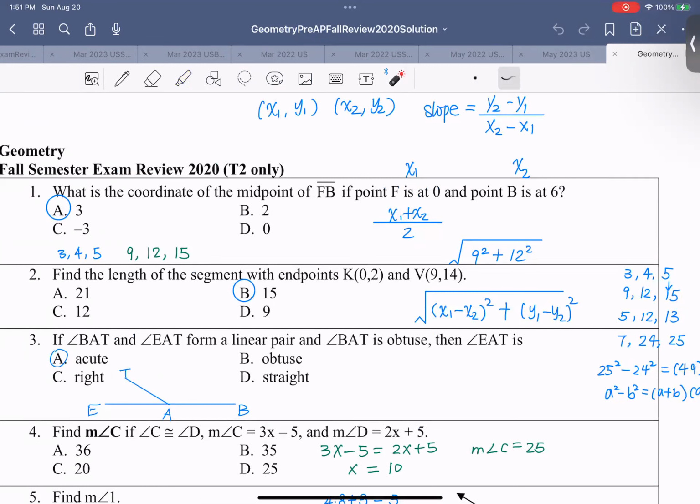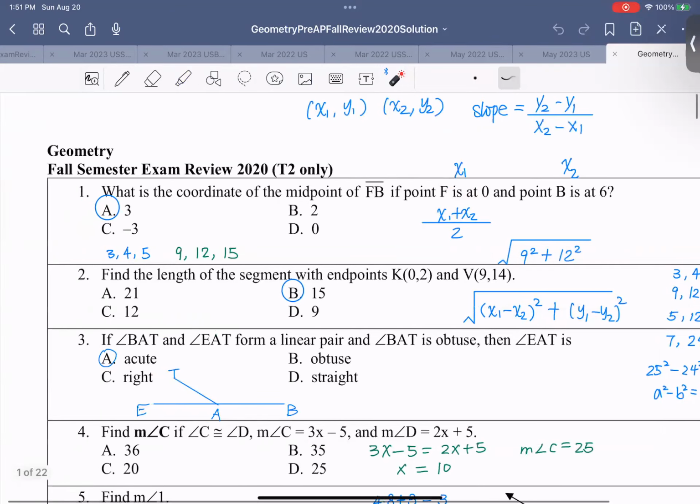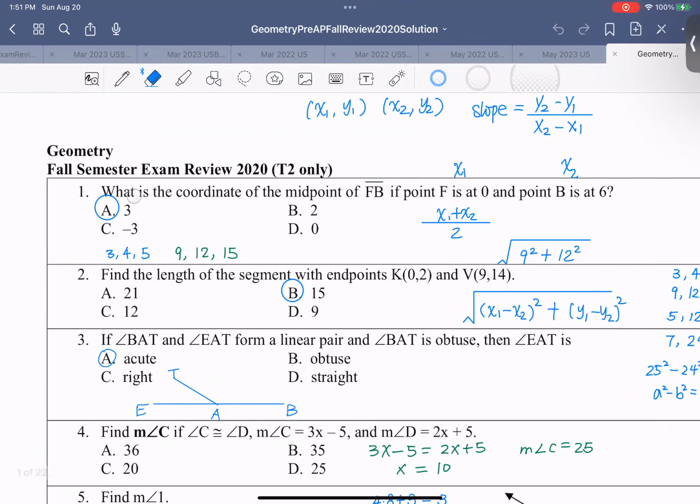The first one is the slope calculation. If you are given 2 points and you want to calculate the slope of the segment between them, you will do y2 minus y1 over x2 minus x1. And the midpoint is going to be, you add the two values together, divided by 2, okay? So let's see the first one here. Let's try this one, please.